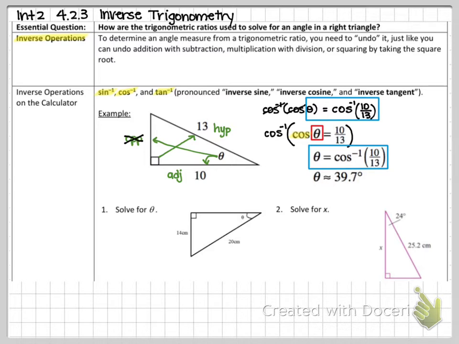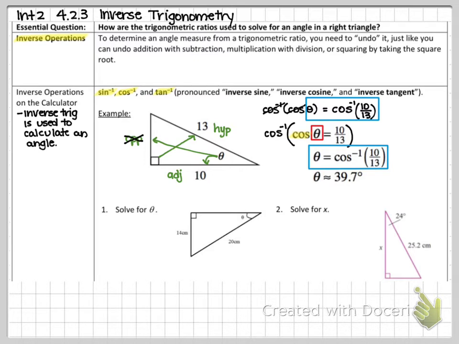Now, interesting to note, if you are looking for an angle, so if that's what we're solving for, you are going to use inverse sine, cosine, or tangent. So inverse trig is used to calculate an angle, because we know the side length ratio. We're just trying to back our way up.